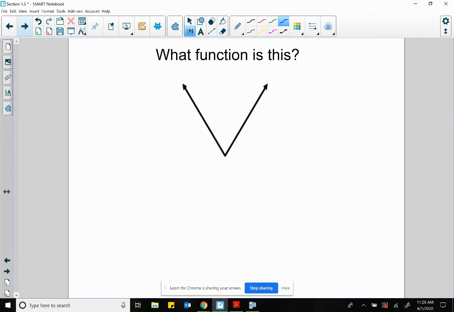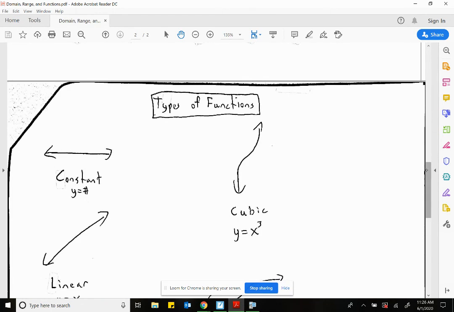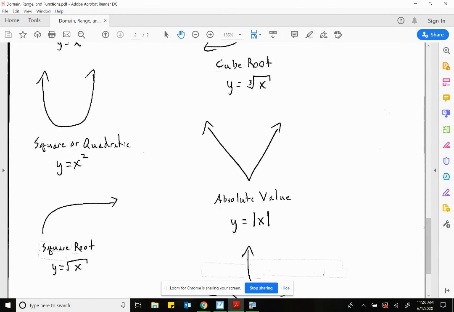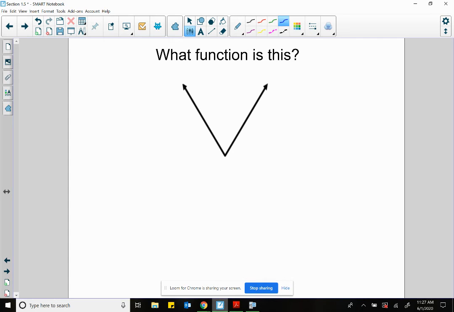What is this function? So here's a picture. What is it? So if you go back to your list and I scroll down, oh, there it is. Here's the one that looks like a V. They call it the absolute value. So absolute value. And there you go.